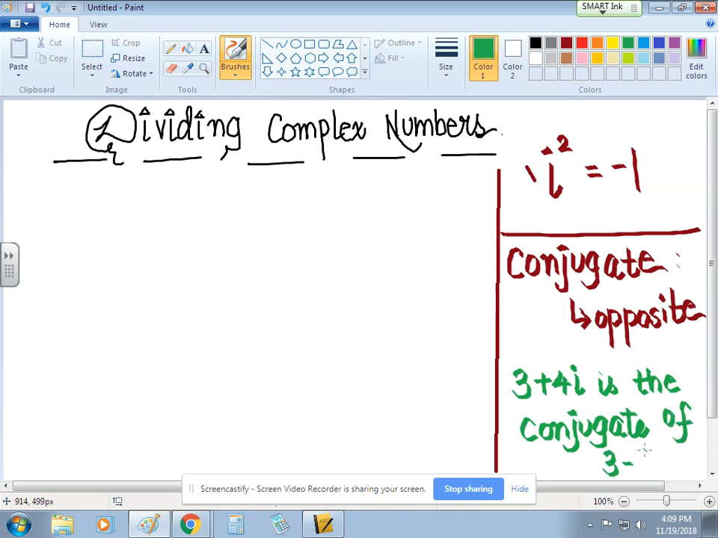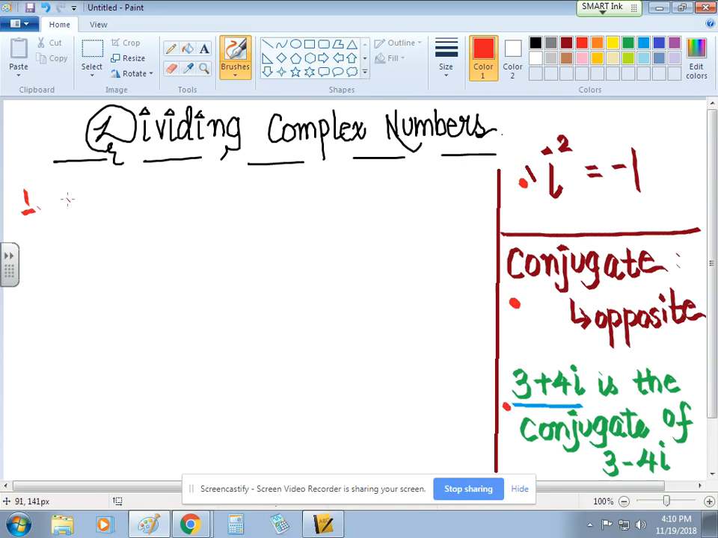3 minus 4 iota. So by that I mean that you have to change the sign of the imaginary number only. So the conjugate of 3 plus 4 iota will be 3 minus 4 iota. You do not change the sign of the real part, you only change the sign of the imaginary part. So the sign before 4 was plus, so the sign before 4 is minus here. All right, with that taken care of, we can start practicing an example together.